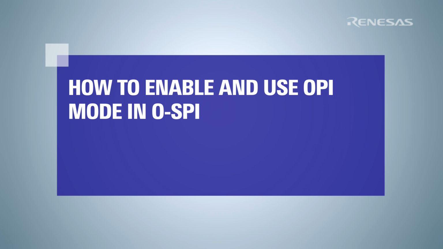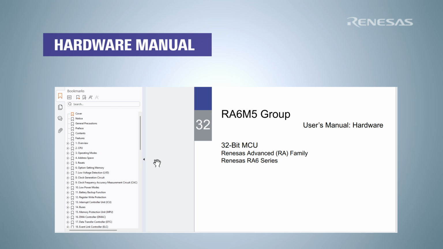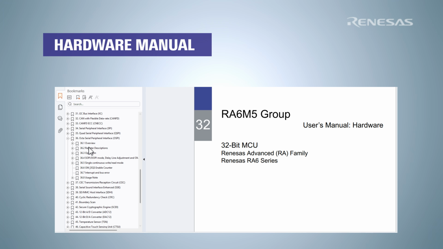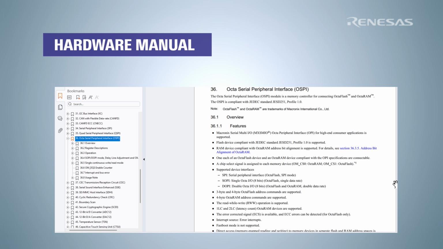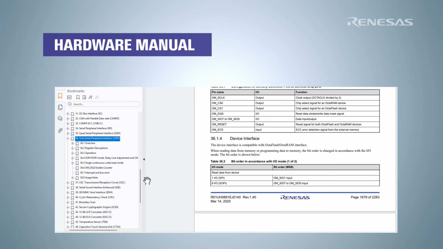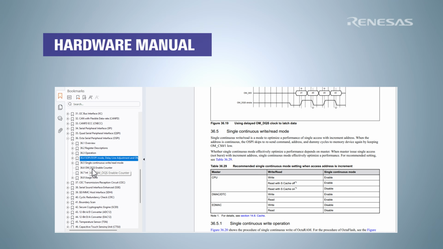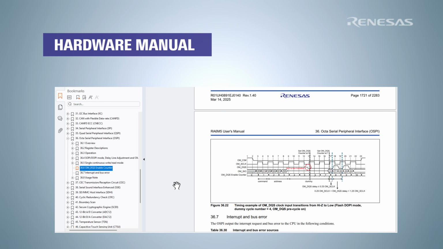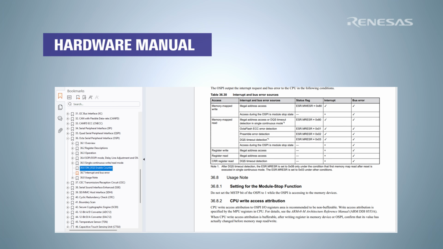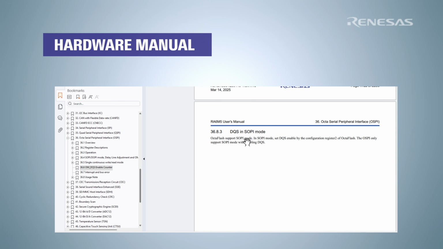To enable OPI mode, first we need to send some commands to the memory device. For details related to commands and addresses, you can refer to the user hardware manual for the EK RA6M5 board. Open section 36 for Octa Serial Peripheral Interface OSPI. This section explains the complete register setup, command sequence, and timing requirements needed to configure the OSPI interface properly.